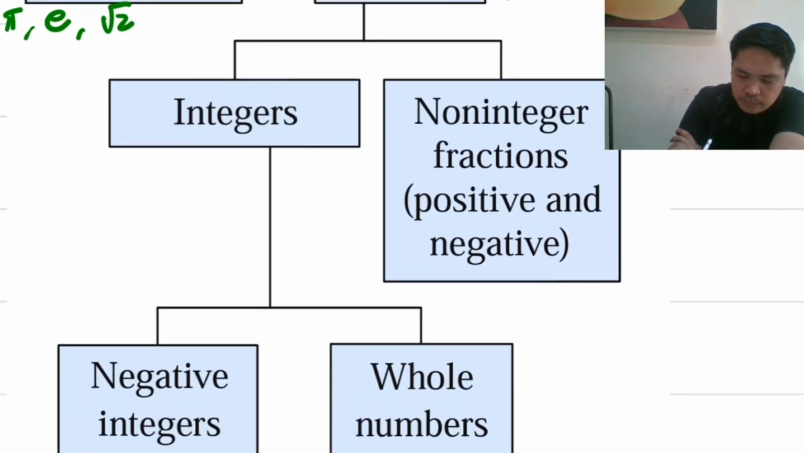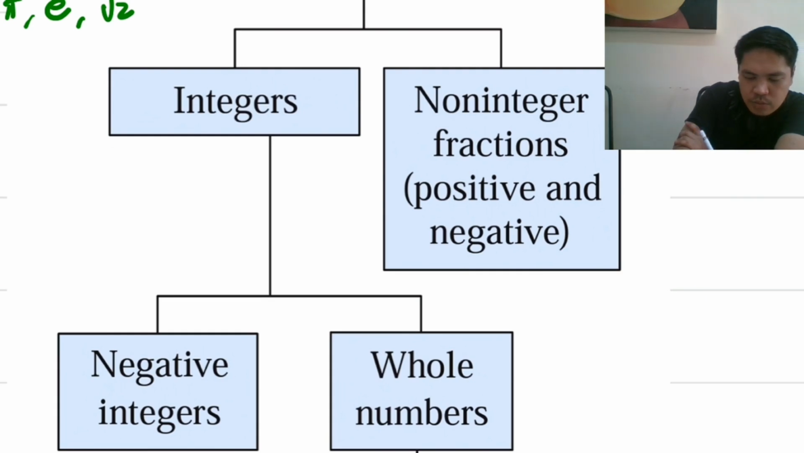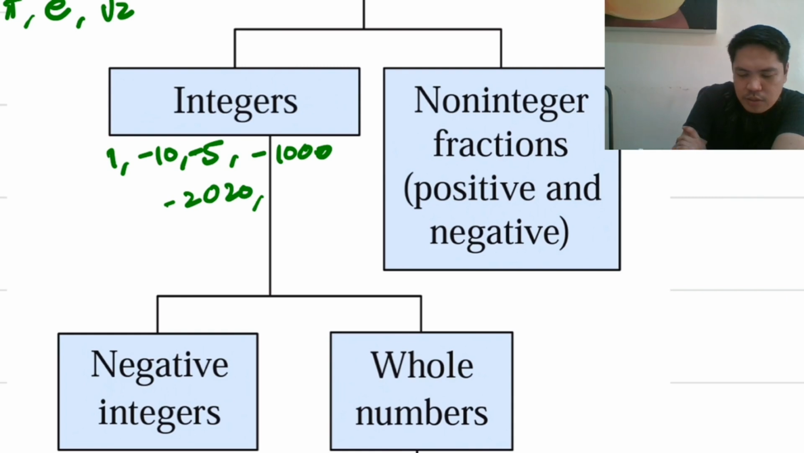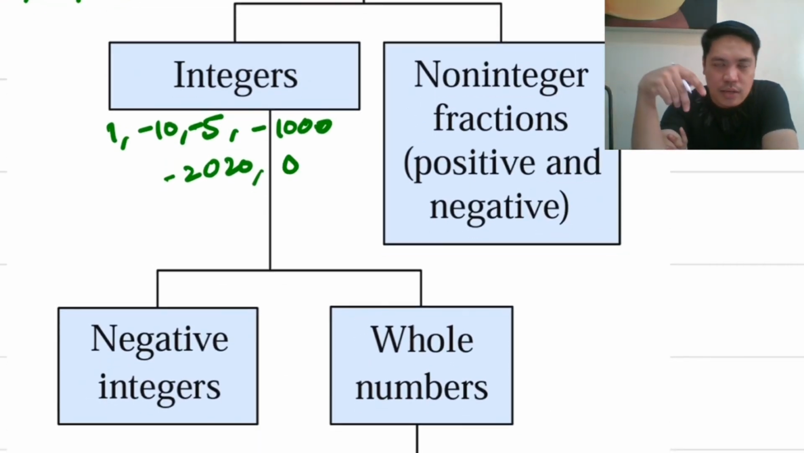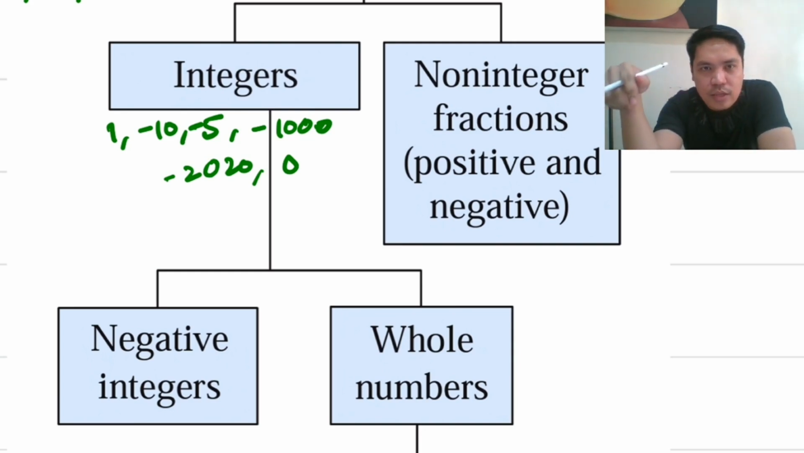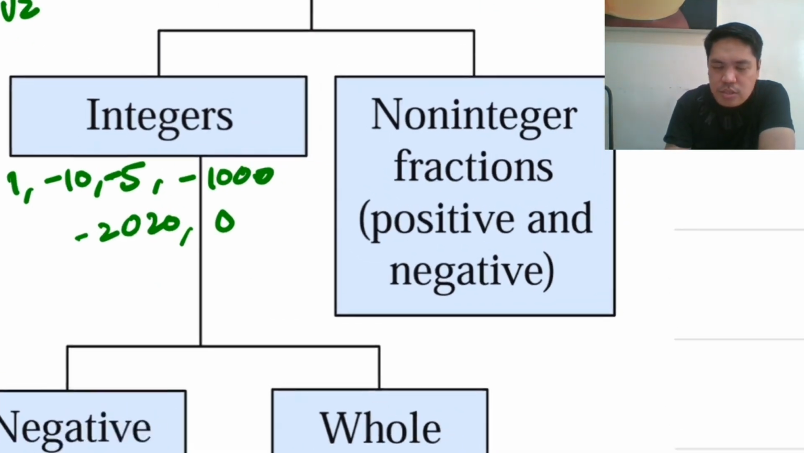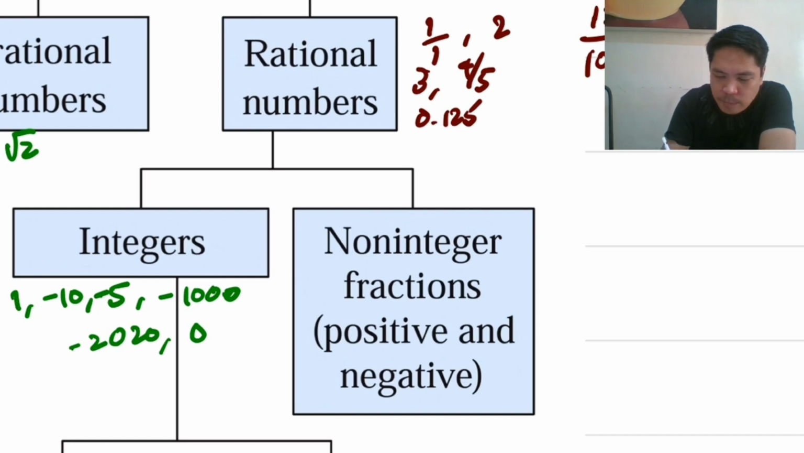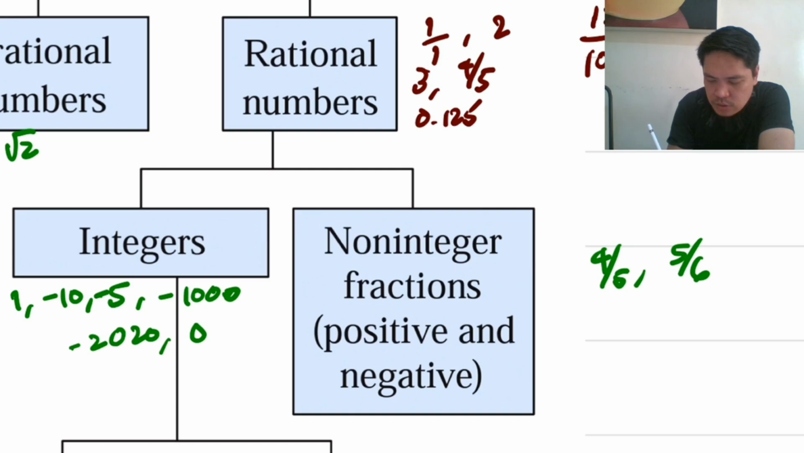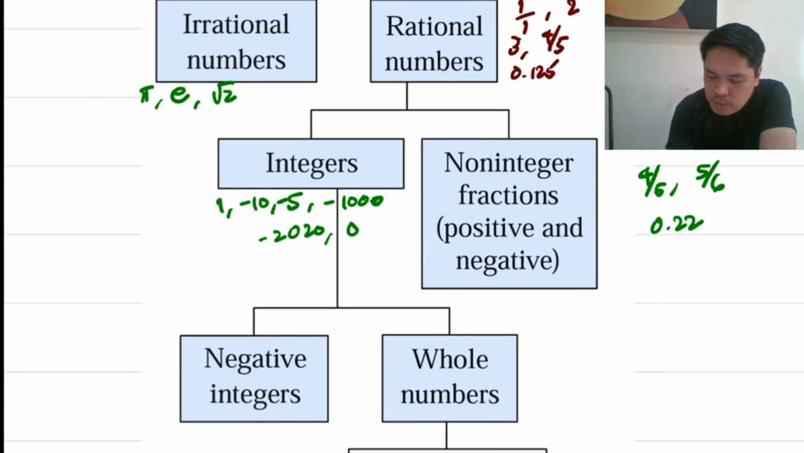What are examples of integers? Examples are whole numbers: 1, negative 10, negative 5, negative 1000, negative 2020. All whole numbers are integers, including 0. So 0 is an integer. Again, integers are whole, positive, or negative numbers including 0. For non-integers, these are fractions. So this is a non-integer, and also this. It's rational, but it's a non-integer. For example, this 4/5 is a non-integer, 5/6 is a non-integer because it's a fraction, and also 0.22 is a rational number but a non-integer.